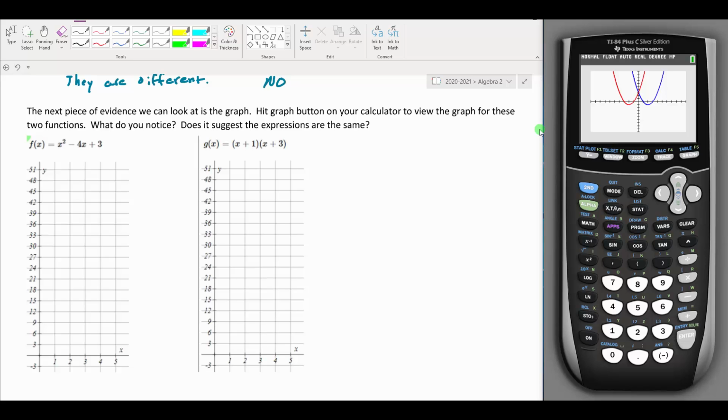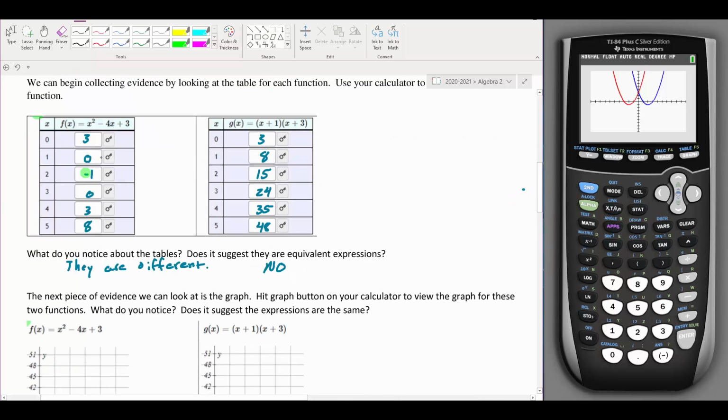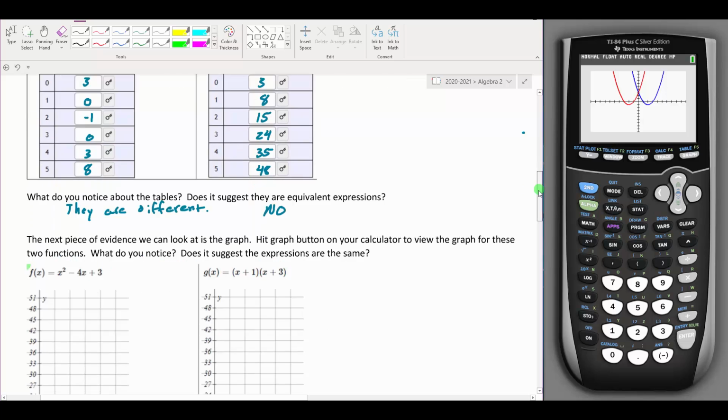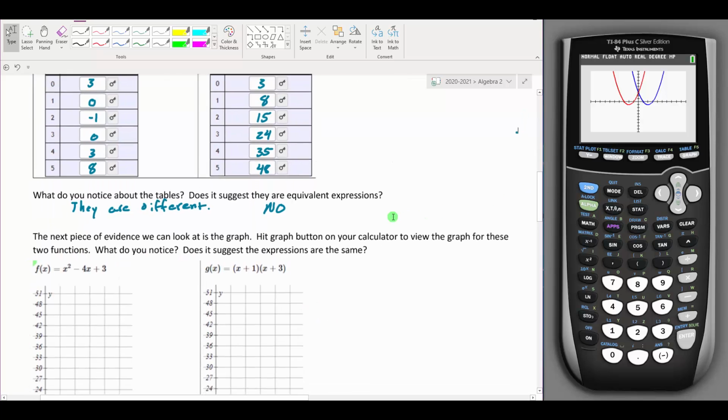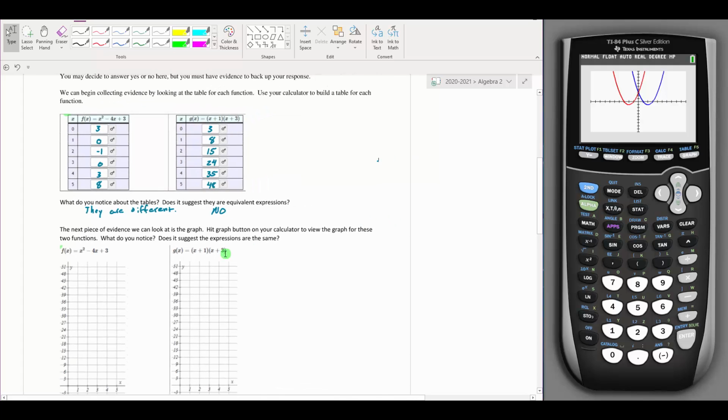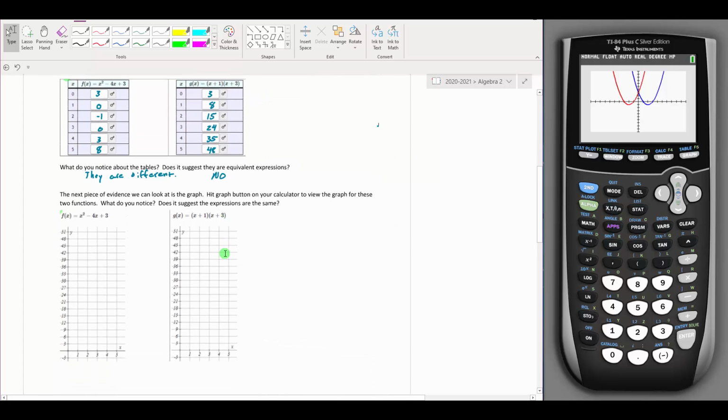Now on MyOpenMath, they actually want you to plot the parabolas on the two graphs that they give you. And to do that, all you need to do is grab the values from your table that you have up here and plot those on the graph down here. All right, so we've got our first point, and I'll zoom out a little bit so I can get it all on one screen here so we don't have to keep scrolling up and down. Okay, so we got this first point right here, 0, 3. So I'm going to go down here, we got 0, 3, so I'm going to plot that point.